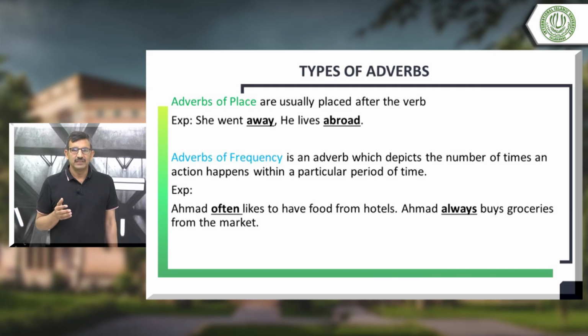Adverbs of frequency is an adverb which depicts the number of times an action happens within a particular period of time. For example, Ahmed often likes to have food from hotels. Ahmed always buys groceries from the market. Often, always, they are talking about the number of times a person is performing an action. So, that is why they are called adverbs of frequency, the frequency of happening.